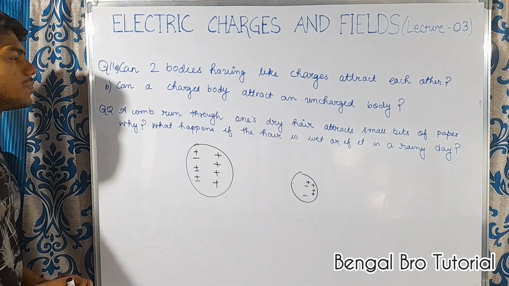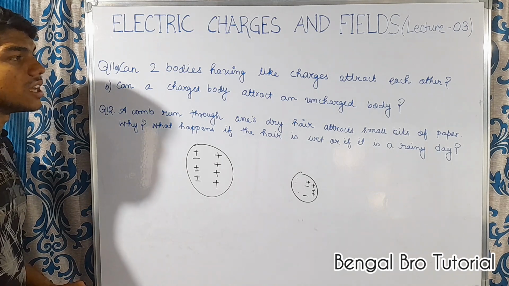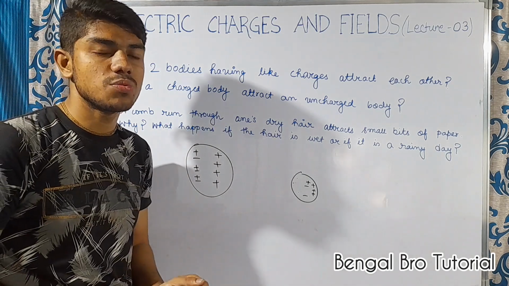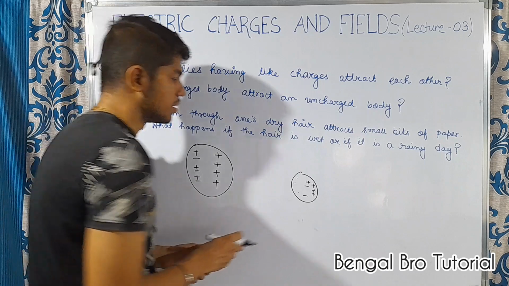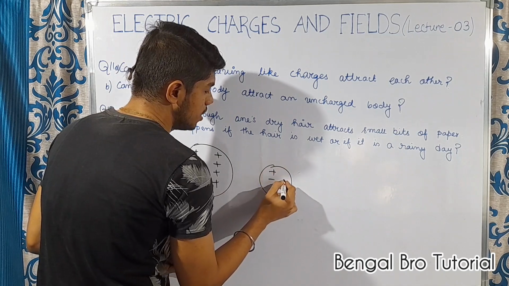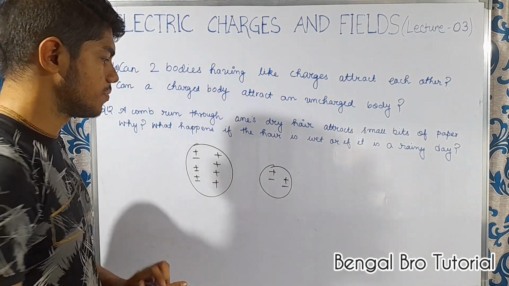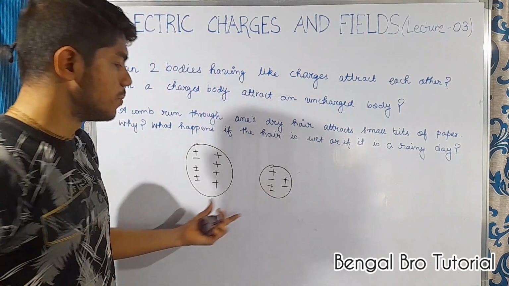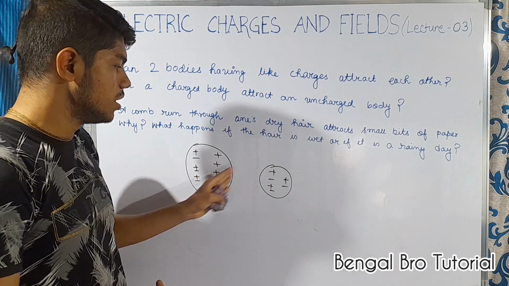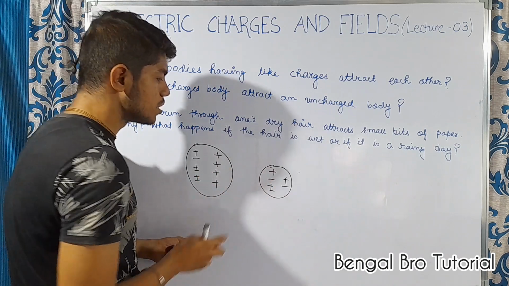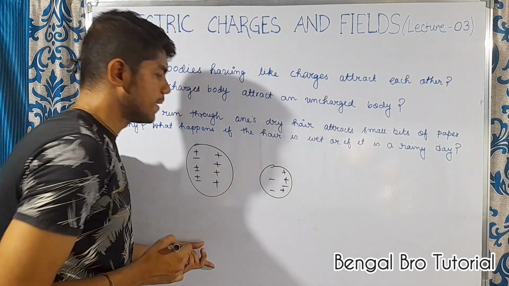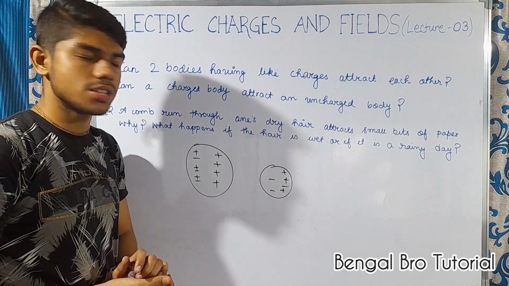Now B. Can a charged body attract an uncharged body? Yes, a charged body can attract an uncharged body by the process of induction only. See, we have a charged body and another body that is uncharged, meaning neutral. Now, when the charged body is brought closer to the neutral body, the positive charge in this body will repel the positive charge of this body. So they will move to the other side of the body and will develop a temporary electrification.